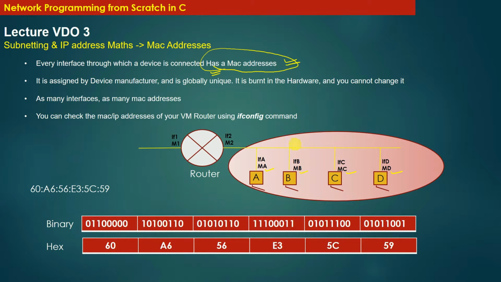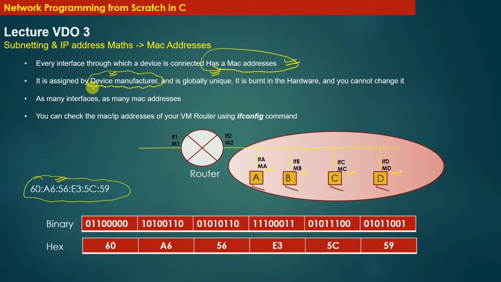How does the MAC address look? The MAC address looks something like this. I will show you shortly the actual MAC addresses by using some Linux command. So who assigns the MAC address? The MAC address is assigned by the device manufacturer, right?